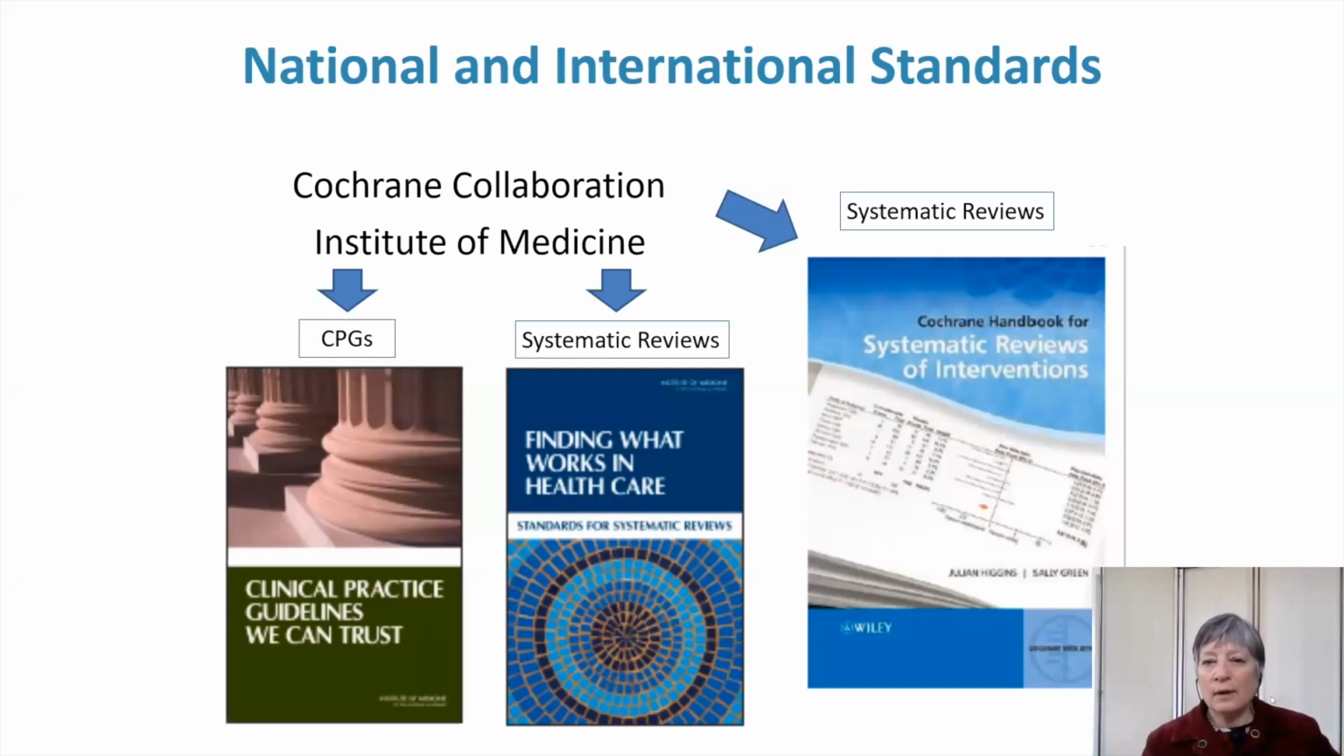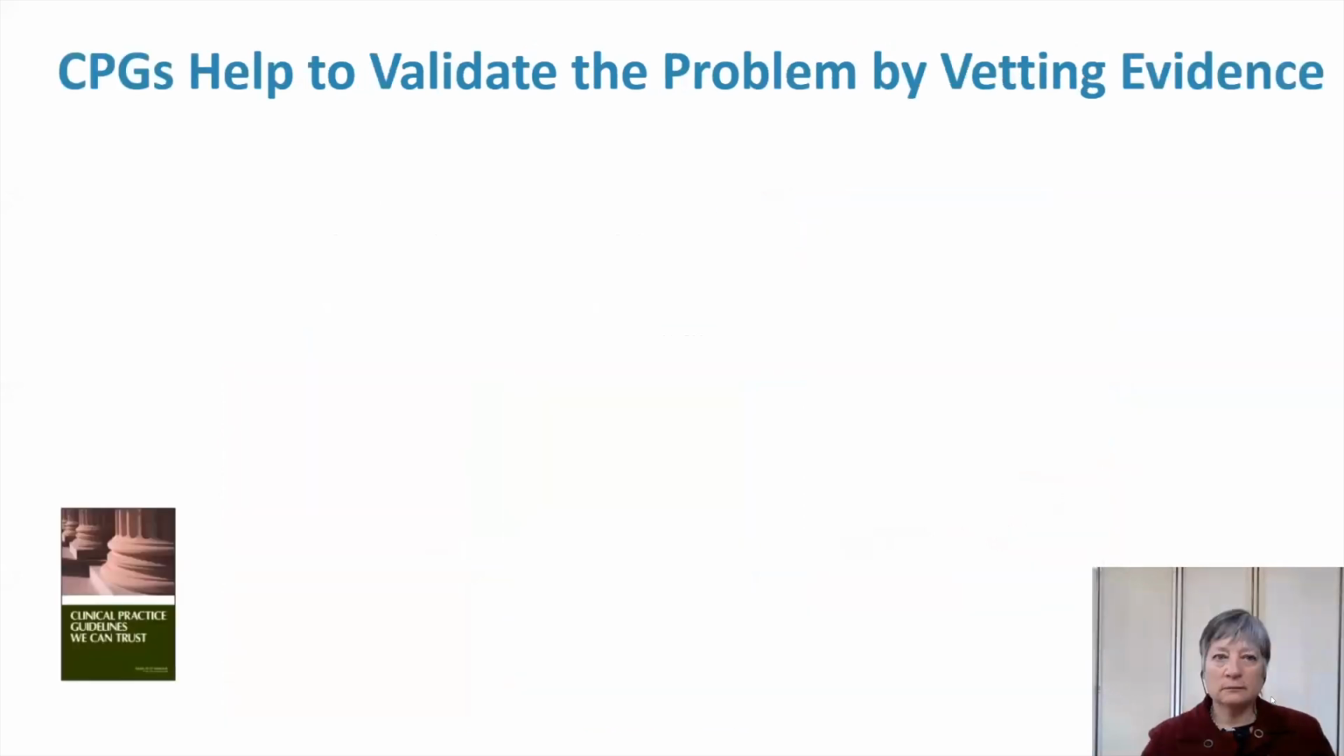So together, the efforts that were made in evidence-based practice in other areas, including, as noted here, the Cochrane Handbook, which is seminal for work in systematic reviews, as well as the Institute of Medicine systematic review and guideline standards, are foundations for rigorous clinical practice guidelines. CPGs can help to validate the problem by vetting evidence.